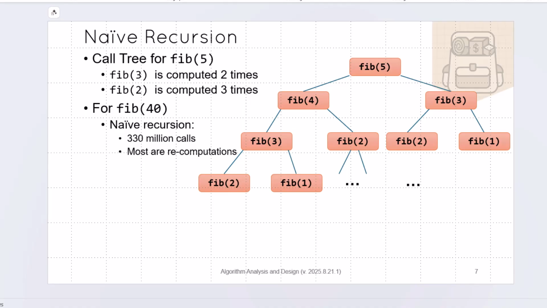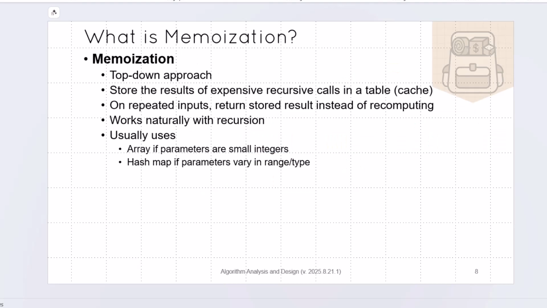For fib of 40, we would end up with 330 million calls, and most of those are just recomputations. So that is ridiculous and avoidable. So, memoization. We talked about tabulation and memoization, briefly mentioned that those are two approaches.